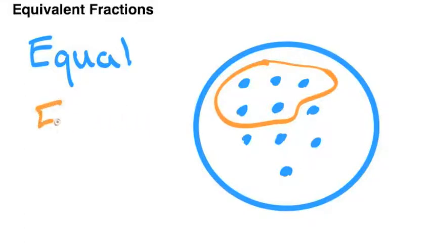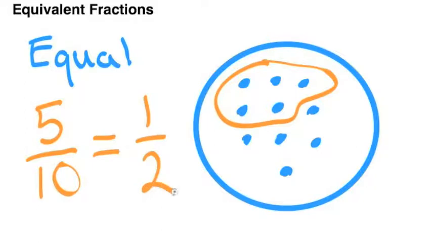We can write that as a fraction, 5 over 10, or 5/10. And that's equal to 1/2, or 1 over 2. So as you can see, the numbers look different, but the amount is the same. You can find equivalent fractions by using a little bit of mathematics.